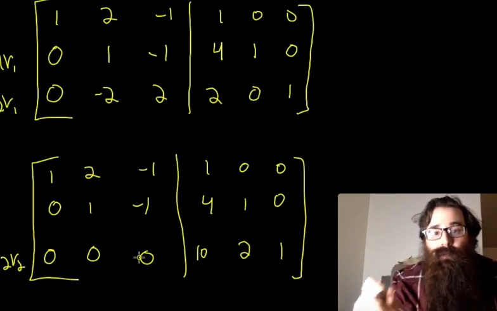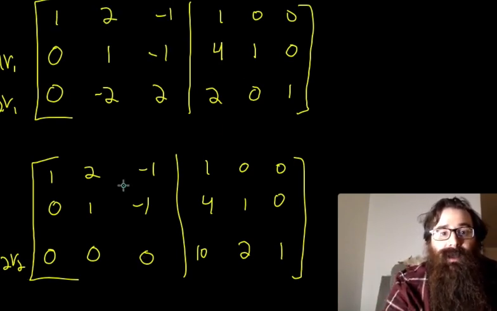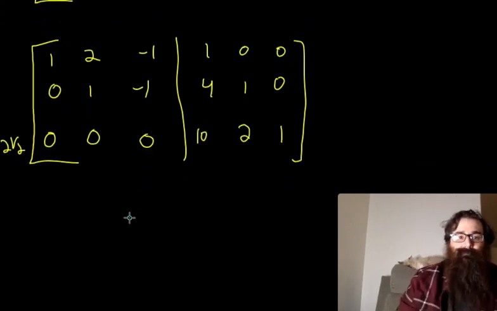But notice right away there's a problem. What I was trying to do is get the 3 by 3 identity on this left-hand side.